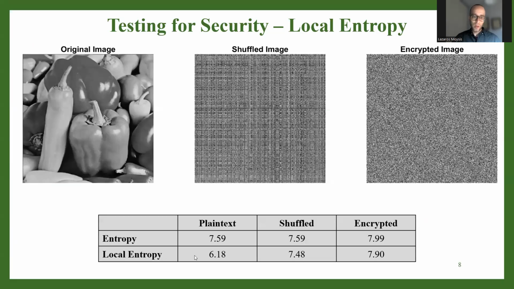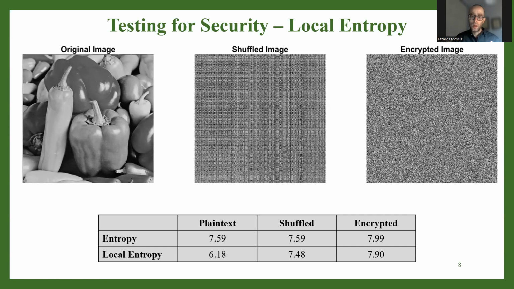And now, as you see, for the entropy, while the original and shuffled images had the exact same amount, now for the local entropy, we see a difference. The plain text and shuffled images have a different local entropy, 6.18 for the original and 7.48 for the shuffled image. So much, much higher. And this is an indication that we indeed managed to disperse the information throughout the image, right? So this is a very good result.